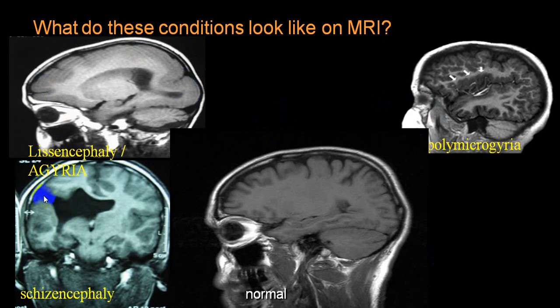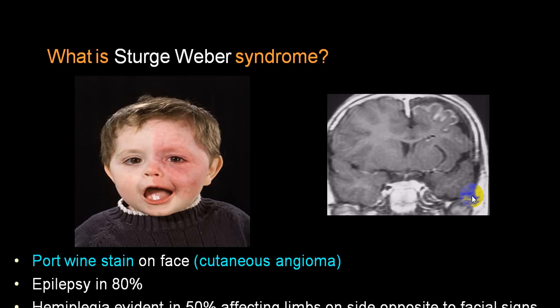And you can see here, schizencephaly means part of the brain is absent. This is normal. You can see sulci and gyri very clearly. Here, polymicrogyria. So gyri and sulci are multiple, but they are shallow. So this can also result in abnormality in nervous system development.